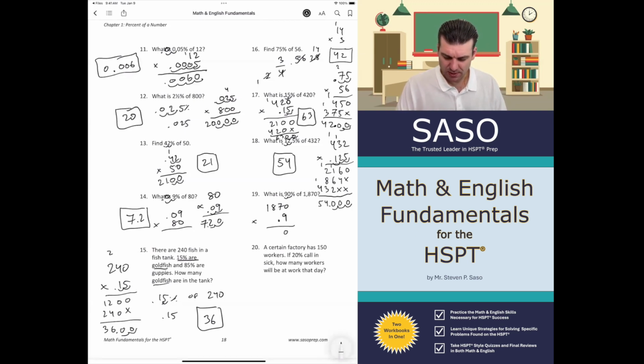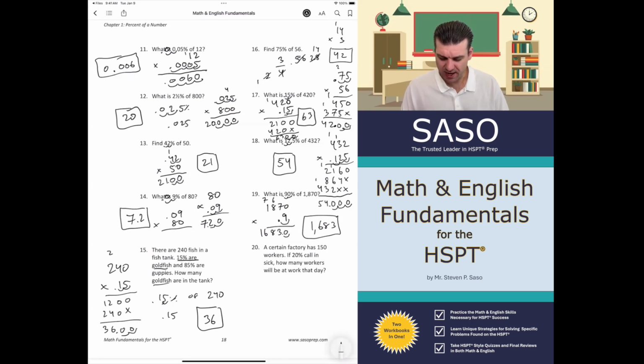9 times 0 is 0. 9 times 7 is 63. Carry the 6. 9 times 8 is 72. Plus 6 is 78. 9 times 1 is 9. Plus 7 is 16. And then we just have one decimal place to move it here, one decimal place, and we get 1,683. Our last one, we made it.